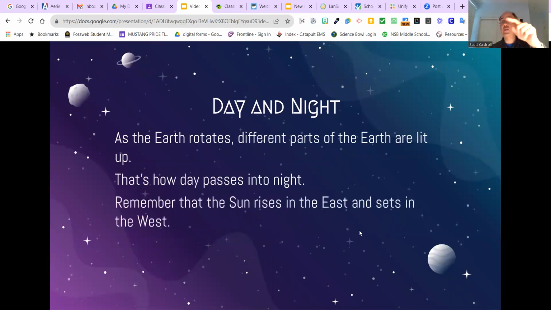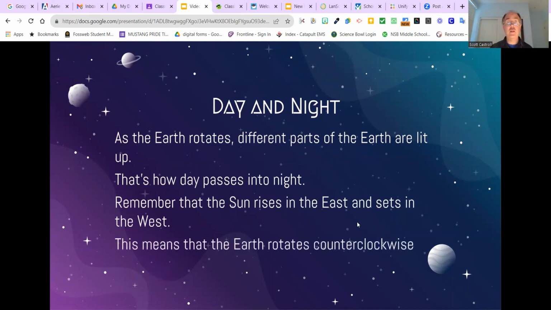Remember, the sun rises in the east and sets in the west. So, for example, the sun rises in New York before it rises for us. That means that the Earth rotates counterclockwise.